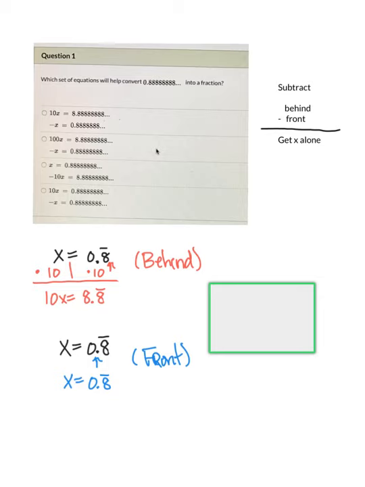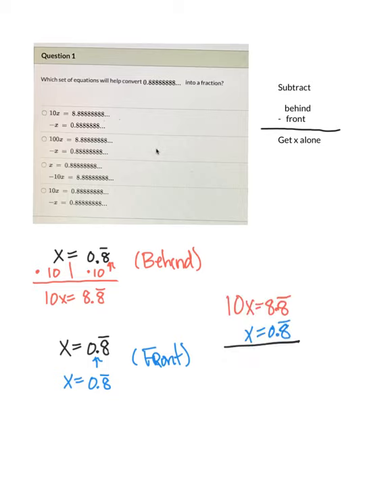Let's put these two equations together. How does it look? The two equations that we have are 10x equals 8.8 repeated, and then minus x equals 0.8 being repeated. So which one of these is our answer that we want to click on? As far as our final answer, it is this bottom one.